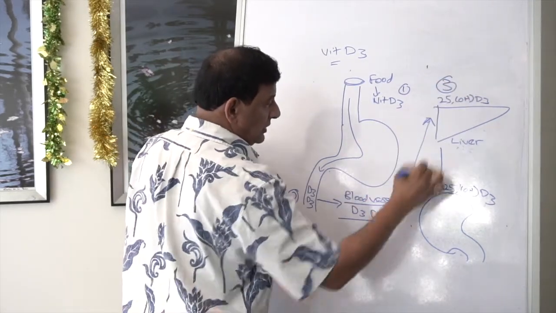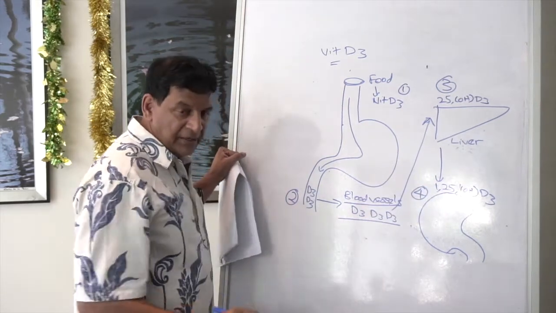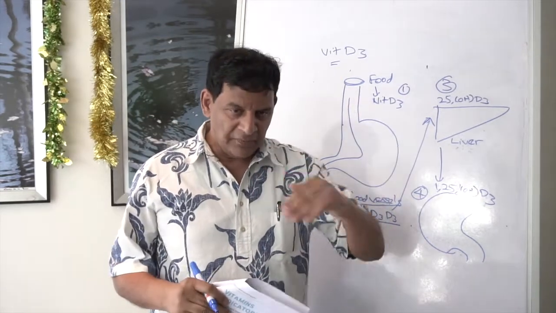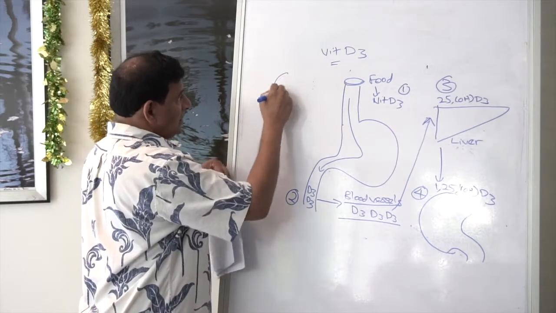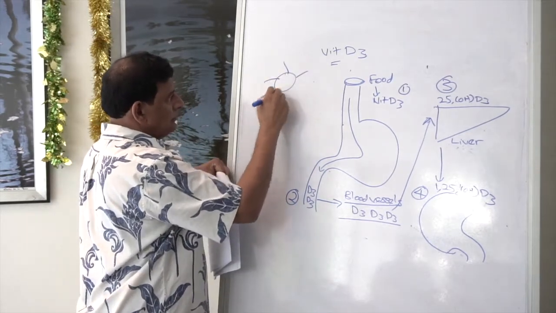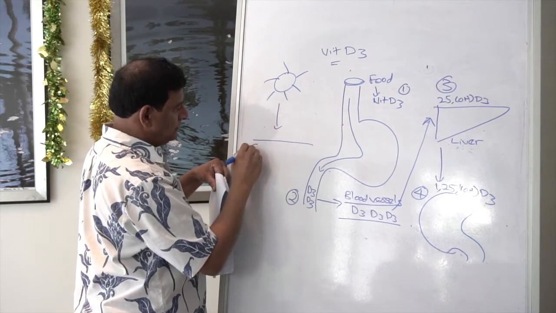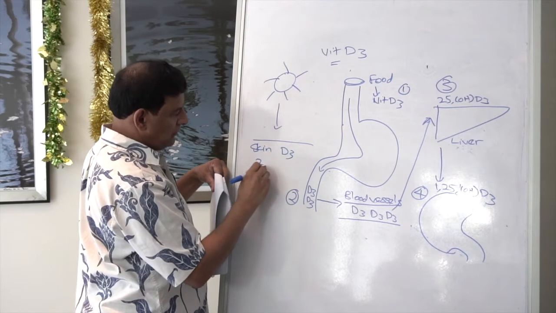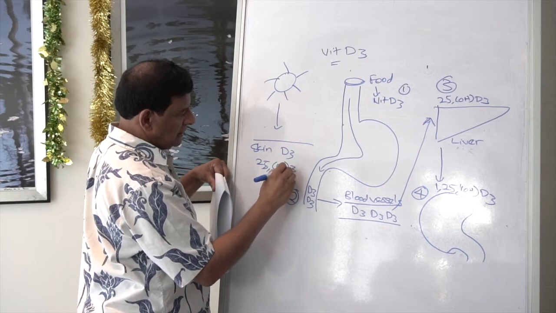this could be a third possibility, this could be a fourth or fifth possibility. The other factor is most of us are now staying indoors a lot. So there's not enough absorption of D3 through the sun. So there's another way, this is the sun, and we absorb through the skin D3. It comes as 25 hydroxy D3.